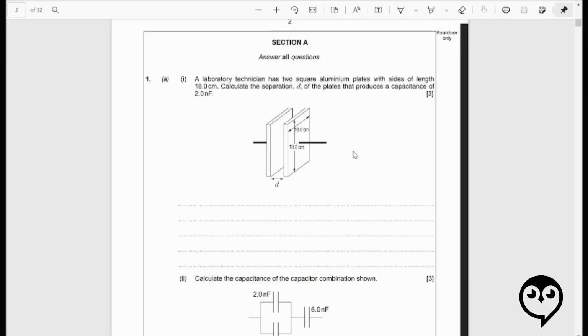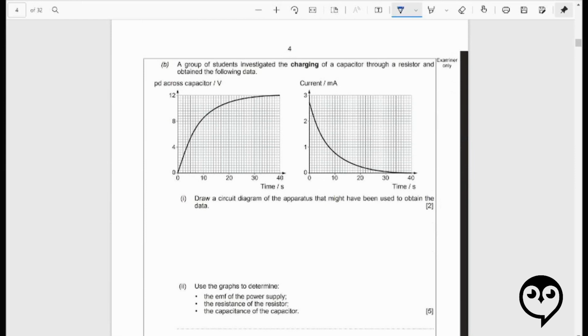Okay, and this is a WJEC 2018, a Unit 4 paper. What I'm interested in is part B of the question here. A group of students investigated charging a capacitor. Here's your graph. Here's how it should look. Practice drawing these. Draw a circuit diagram of the apparatus that might be used to obtain the data.